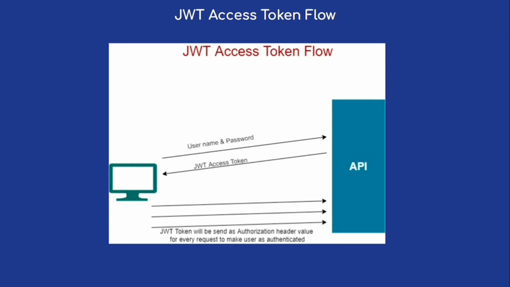So that's why on every request after successful login, the client application, either Angular, React, or Vue.js JavaScript applications, can send the JWT token as a header value. So that is how the JWT token will be used for authentication. Now let's create a .NET 6 Web API application and try to implement a small sample.